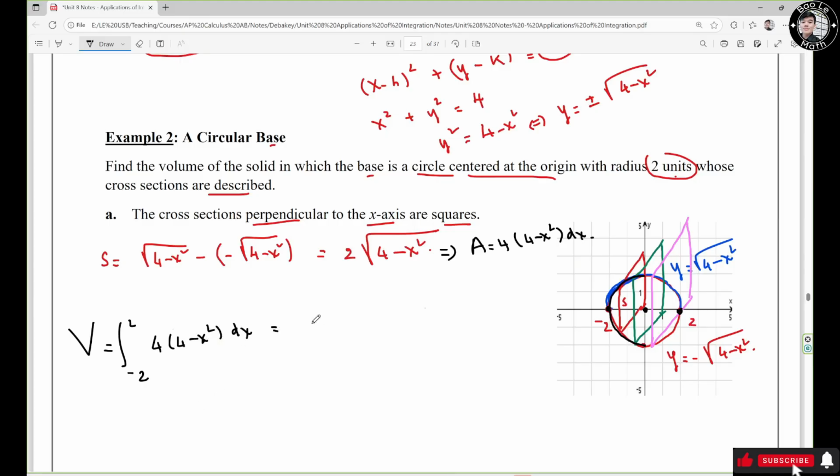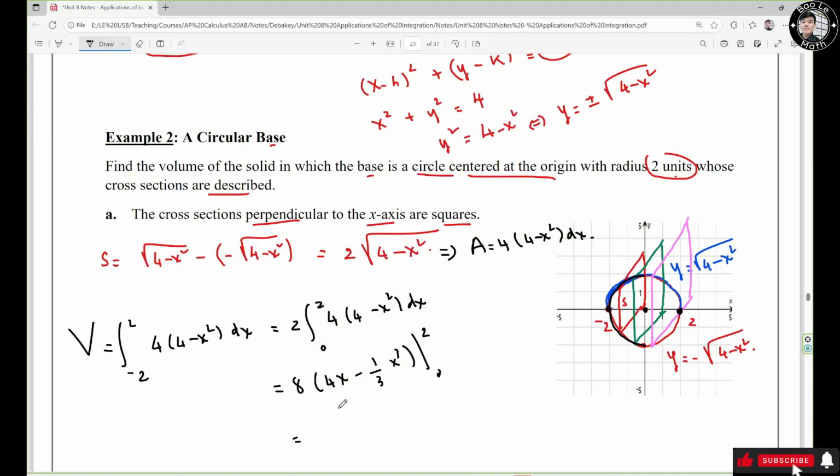This guy is actually 2 times the integral from 0 to 2 of 4 minus s squared ds, right? Now 4 times 2 is going to be 8, right? The antiderivative of 4 is going to be 4s. The antiderivative of this one is going to be -1/3 s cubed, evaluated from 0 to 2, right?